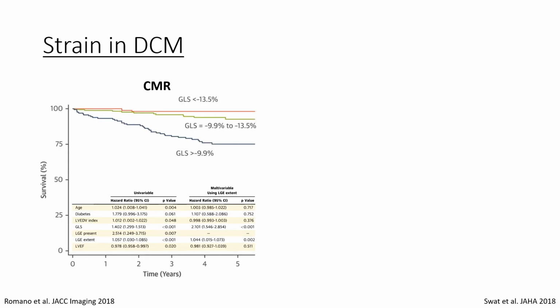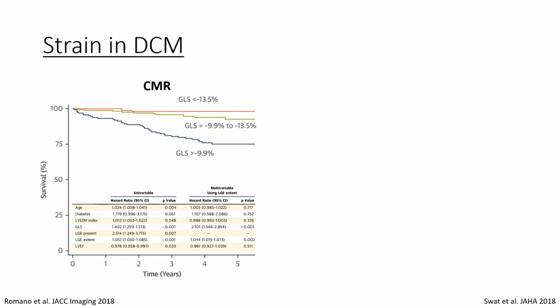An echo talk would not be complete without a word on strain, and strain has been looked at in dilated cardiomyopathy both in echo and in CMR modalities. What we know is that, as in most other conditions, a low GLS confers a higher risk of mortality in patients with DCM. Interestingly, when we consider GLS and LGE in a prognostic model for mortality, they turn out to be the only two things that are predictive of mortality in 5-year follow-up.